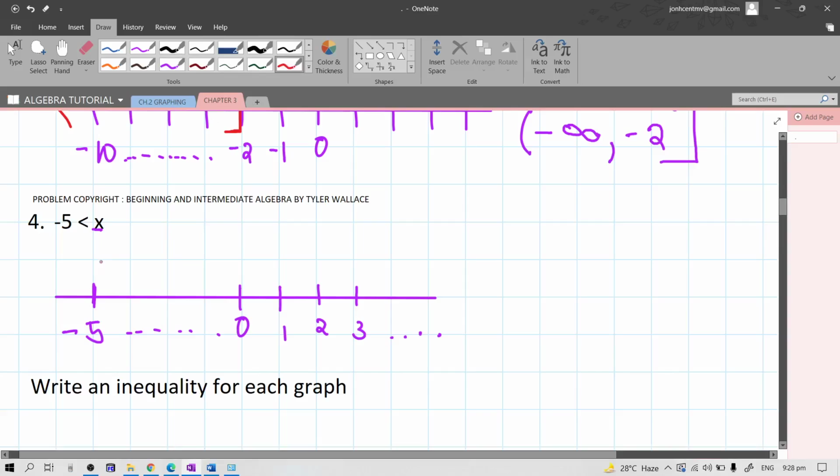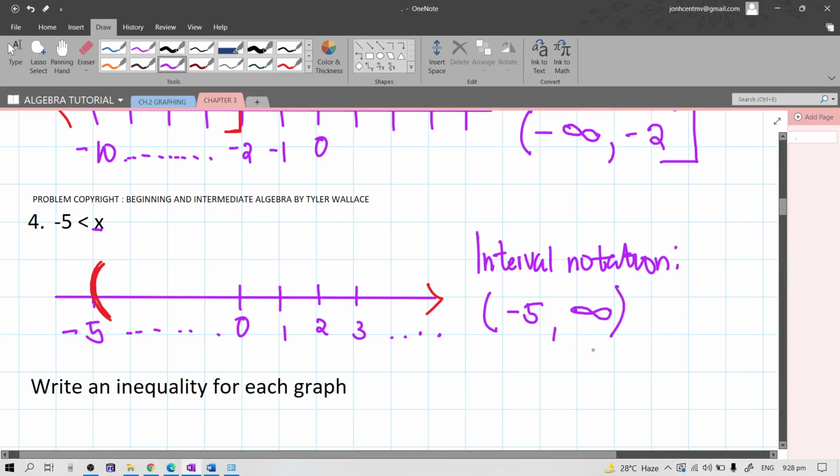So, ito yung parentheses. Therefore, our interval notation is negative 5 to positive infinity.